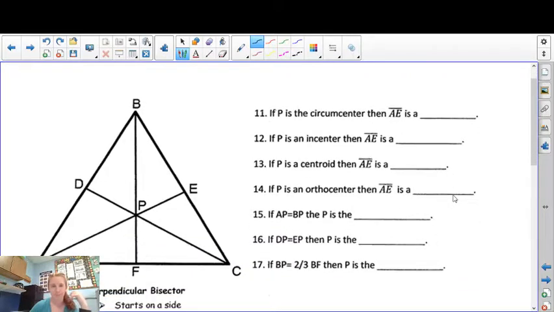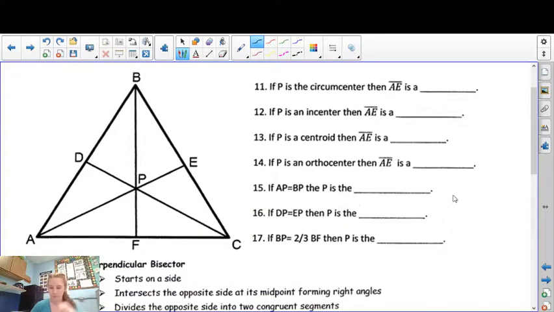Next picture. I should have 4 total. If P is the circumcenter, then AE, okay, there's lots of lines here, so I'm going to highlight as we go, A to E. Oof, that wasn't the straightest, sorry guys.